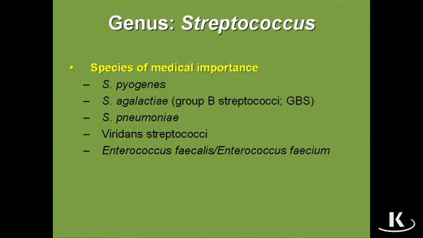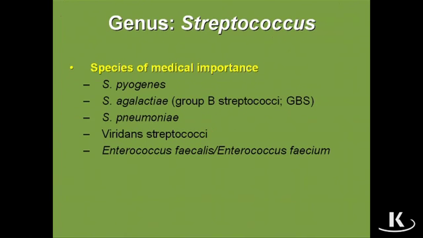Each one of these species are really considered high yield for the board. So group A strep, extremely important. Group B strep, being the leading cause of neonatal meningitis, very likely to show up. Streptococcus pneumoniae, leading cause of lots of stuff, yeah, probably going to show up. Viridans strep may not show up as a primary question, but you'll see it in the distractors, okay? And then, of course, Enterococcus. That one may or may not show up, but the top three are really extremely important.